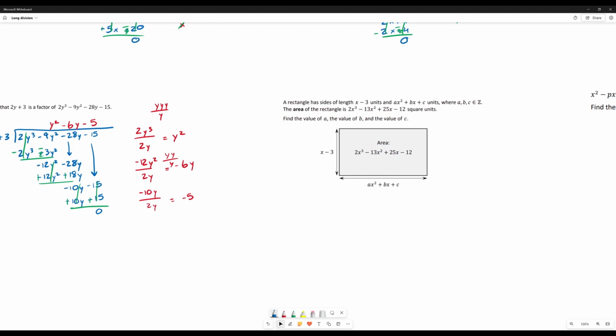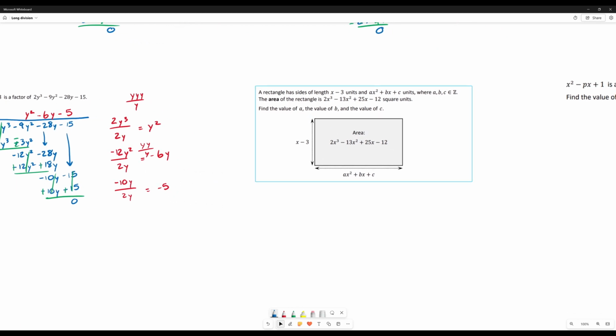Just do the junior cert. You'll be okay. This one is also a junior cert question. It's slightly older, though. It's from before COVID.